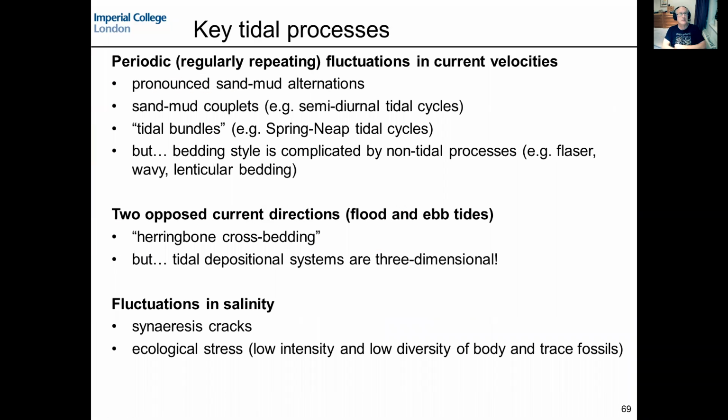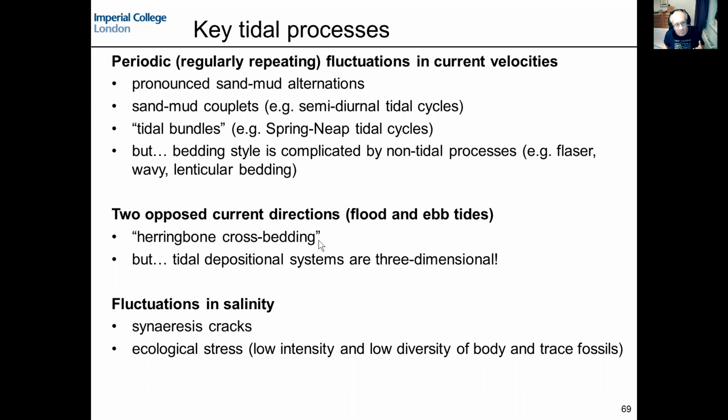Okay, so key tidal processes: regular repeating fluctuations in velocity. This gives us this intimate interbedding of sand and mud, and that can occur across several scales depending on the tidal cycles that we're observing. We see evidence of two opposed current directions, onshore and offshore directed.